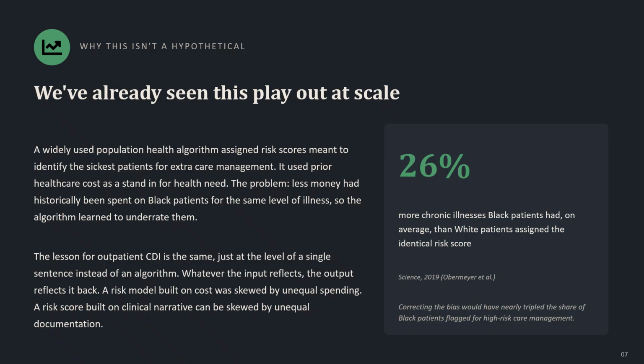So the lesson here for outpatient CDI is the same principle, just playing out one sentence at a time instead of looking at the entire algorithm. So whatever the input reflects, the output is reflecting back. Okay, so the cost-based model was skewed by unequal spending. A narrative-based risk score can be skewed by unequal documentation.